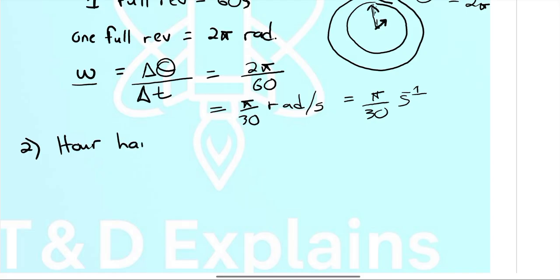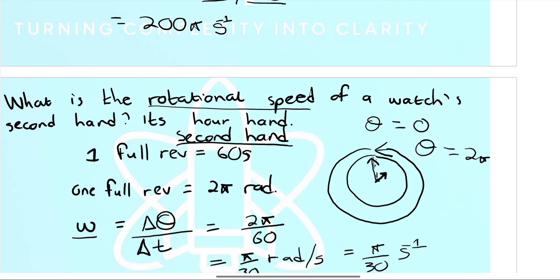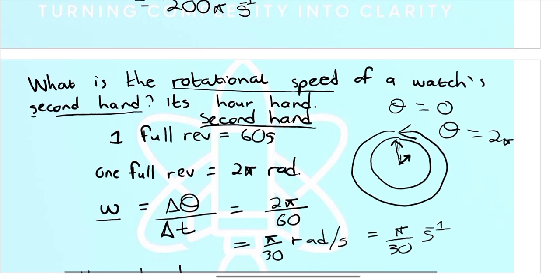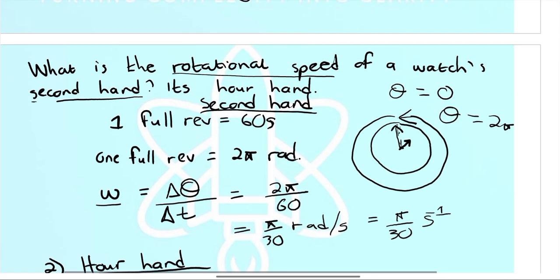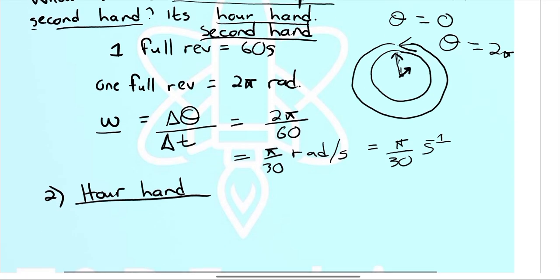As required by the question, it says, what is the rotational speed of a watch's second hand? So this one is for a second hand. We have found the first part of the answer. Now we have to find the one for the hour hand.